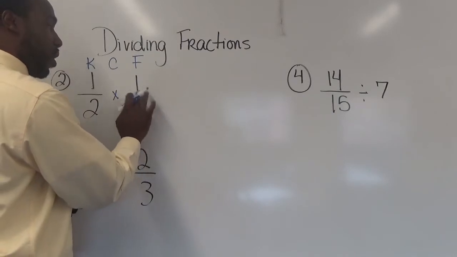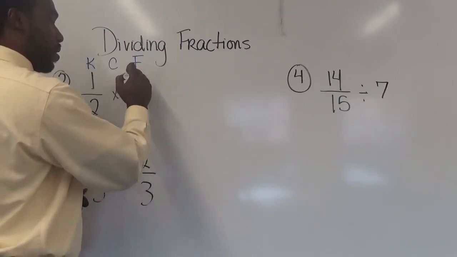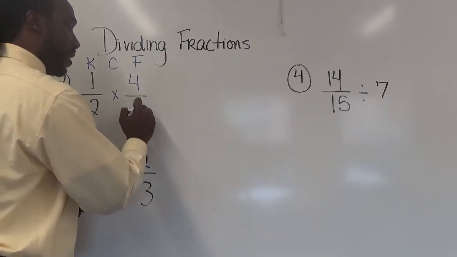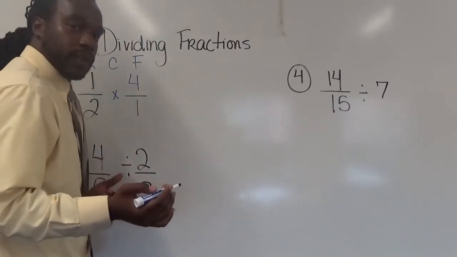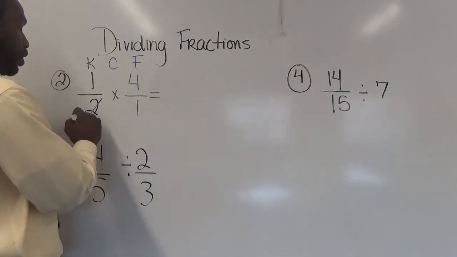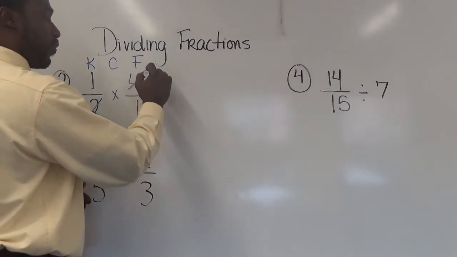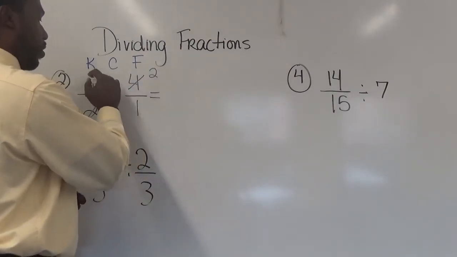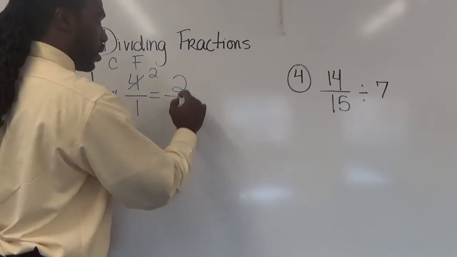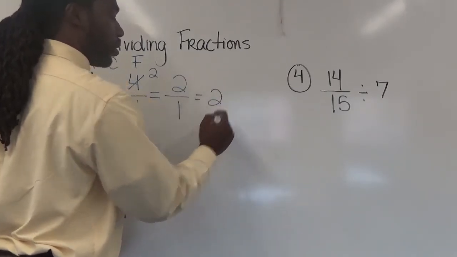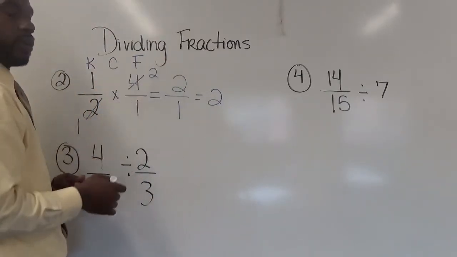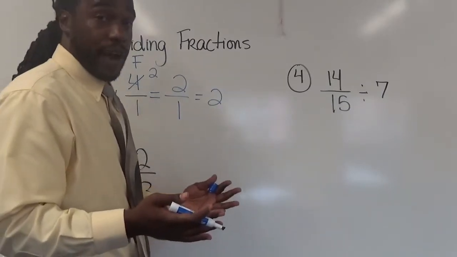So I'm going to take this 4, I'll make it my numerator, I'll make my 1 my denominator. Now I have a multiplication problem that I can solve. Do my cross canceling. 2 goes into 2 once, 2 goes into 4 twice. Multiply across. 1 times 2 is 2. 1 times 1 is 1. 2 over 1 equals 2. So what I did there was I keep, change, flip. Alright? You've now divided a fraction.